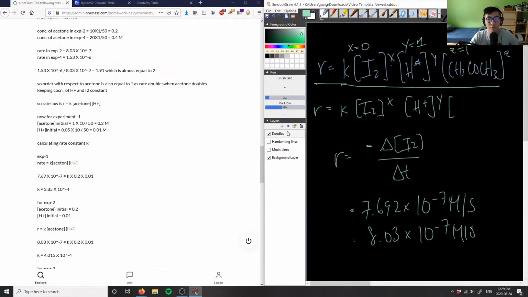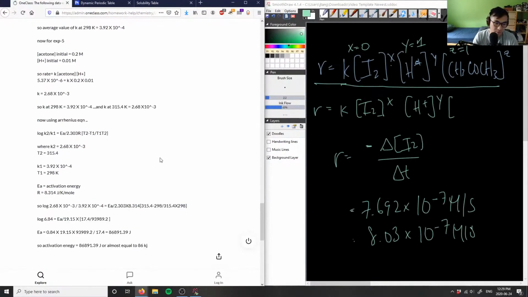Because again, for 0 order, even if you double the concentration, the rate still stays the same. In the first order, if you double the concentration, the rate also doubles. And then if we had a second order reaction, if we double the concentration, the rate would actually quadruple, so it would be 2 squared. So that's how you would solve for this problem here.